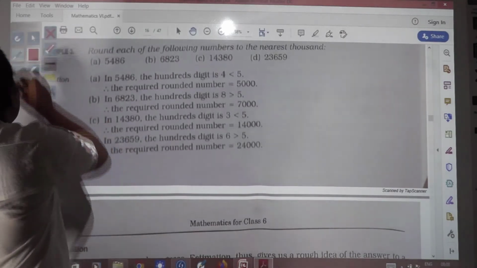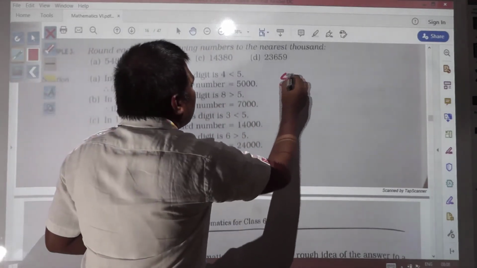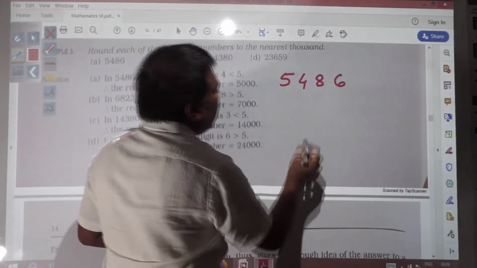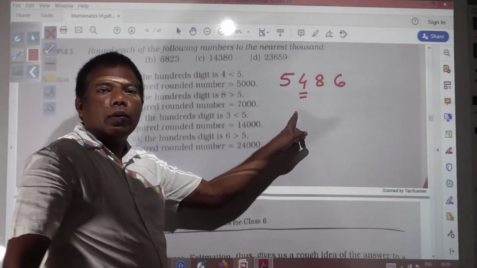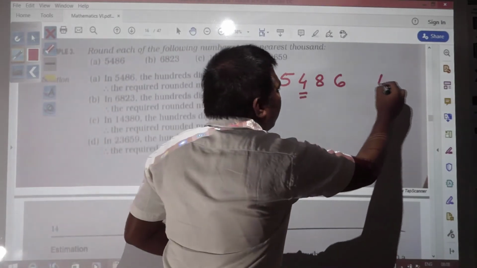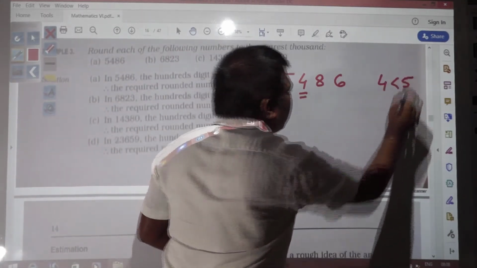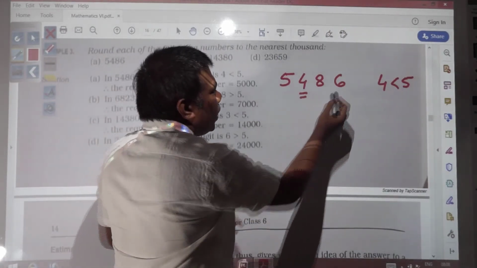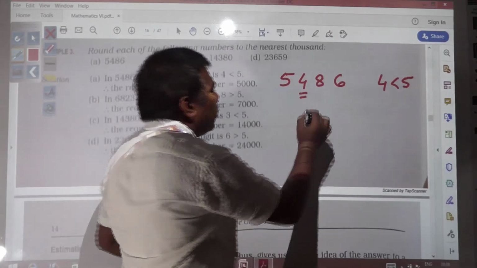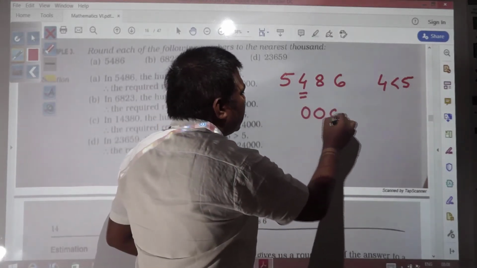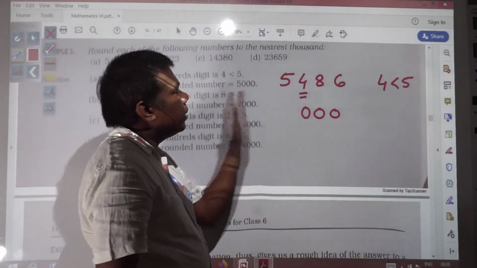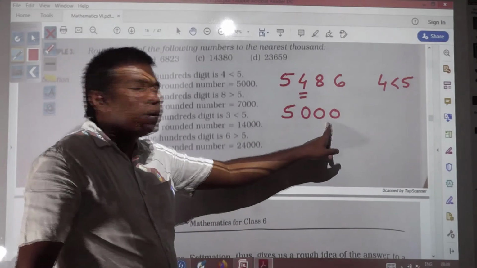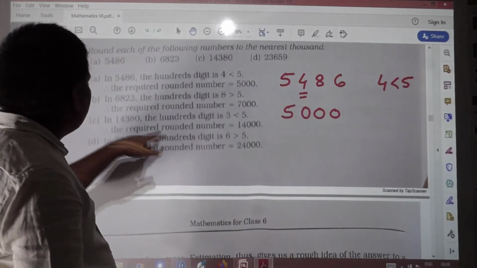In 5486, in hundreds place we have 4. So obviously 4 is lesser than 5. What we need to do? Hundreds place, tens place and ones place, what digit you have, that is required to be replaced by 0. And rest of the digits will remain the same. So this will be 5000. In the same way, other examples are there.